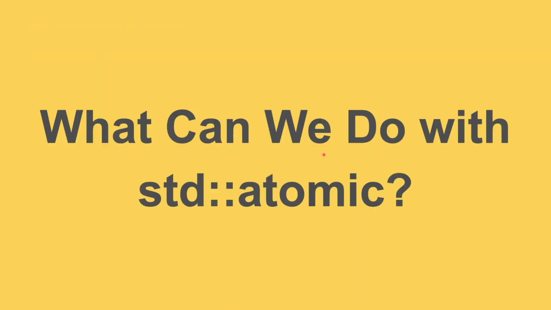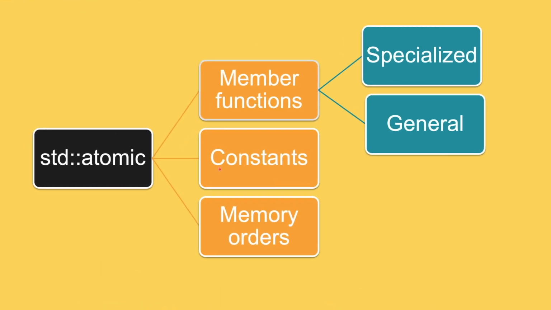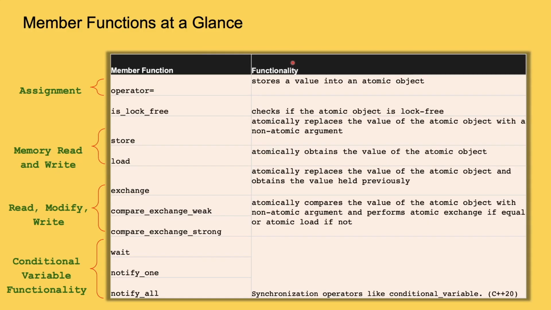What can we do with std::atomic? std::atomic is a template that has member functions, constants, and some enumerated values which specify the memory orders. The member functions can be divided into specialized and general. Let's talk about the general ones first. This table shows the general member functions at a glance. First, you have the assignment operator. There's a member function that tells you if the atomic object is lock-free. We will talk about this later.